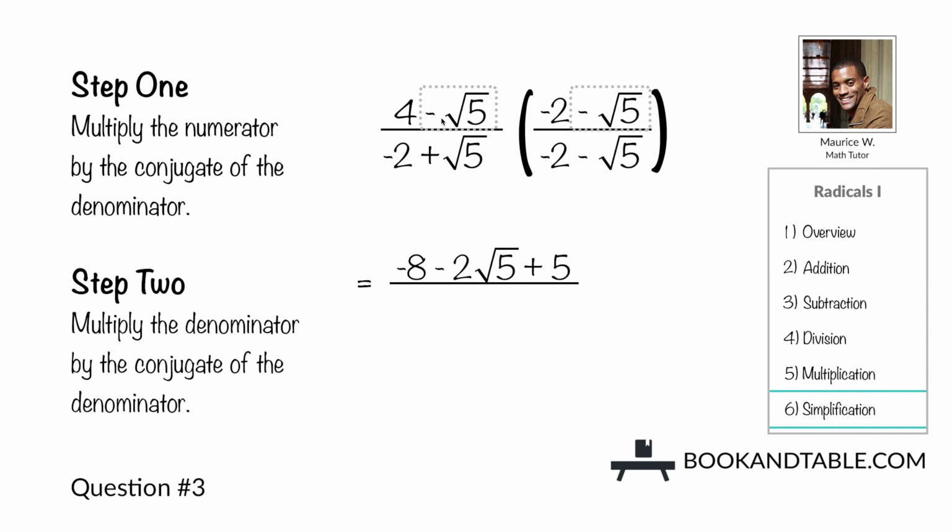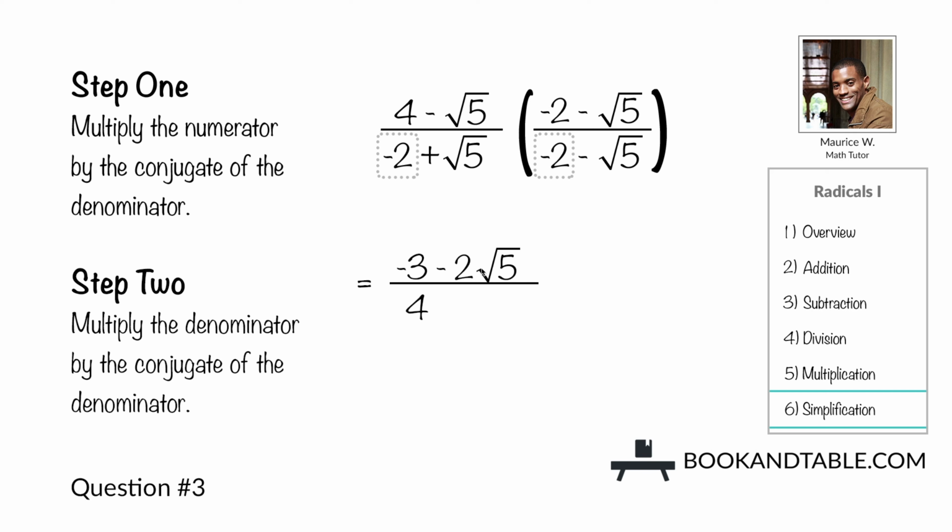And then negative radical 5 times negative radical 5. Negative times negative is positive. The square root of 5 times the square root of 5 is 5. Negative 8 plus 5 is negative 3. So after step 1, we have negative 3 minus 2 radical 5 in the numerator.